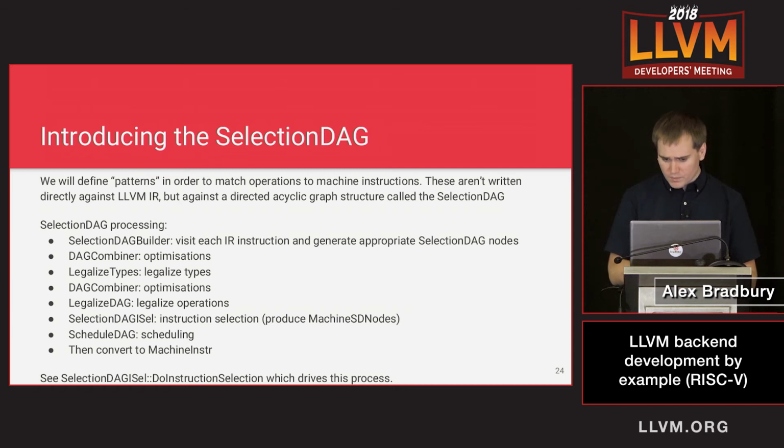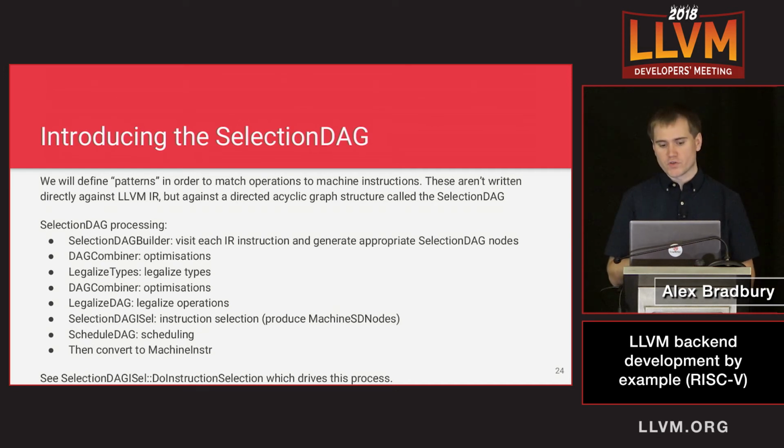process. When we're writing patterns to generate our chosen instructions, they're not written directly against LLVM IR because IR doesn't have target-specific restrictions about legal operations, about legal types, and so on. Through the SelectionDAG lowering process, we move iteratively closer to native operations which our target supports. This works first in SelectionDAG Builder, which does mostly a very simple job of visiting each IR instruction and generating an equivalent SelectionDAG node for it.